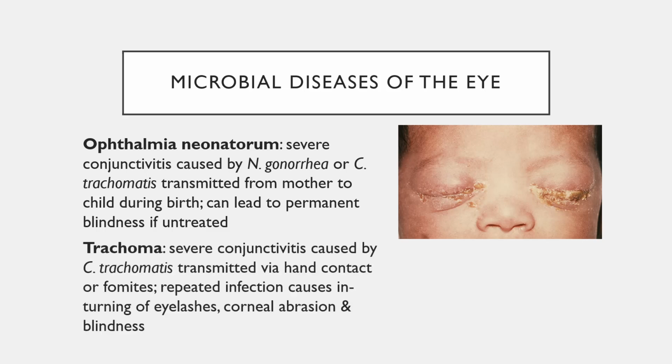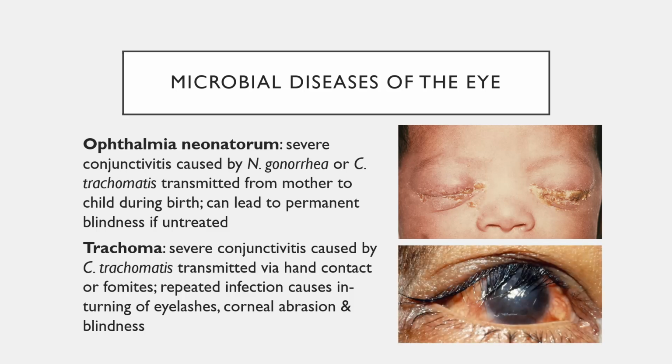Trachoma is a severe form of conjunctivitis caused by Chlamydia trachomatis in adults, and it is transmitted via hand contact or contact with fomites. If trachoma is left untreated and allowed to become chronic, the mechanism by which it damages the eye is pretty gruesome. It causes the eyelashes to turn inward, and repeated scraping of the eyelashes against the cornea can lead to blindness.